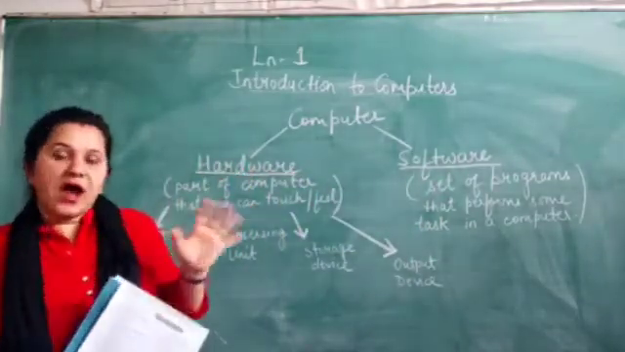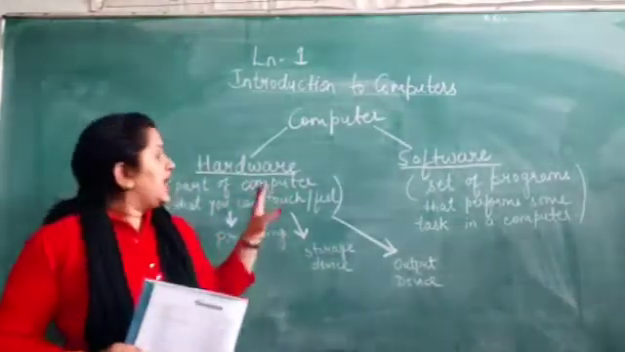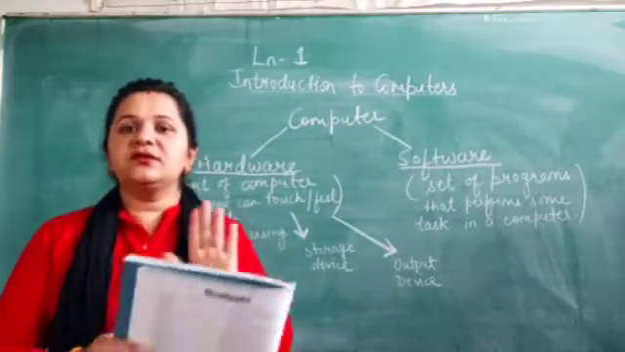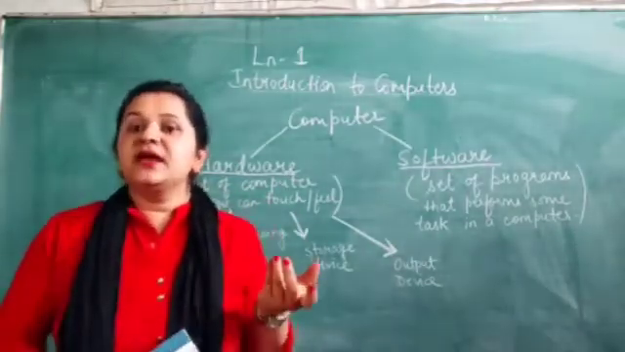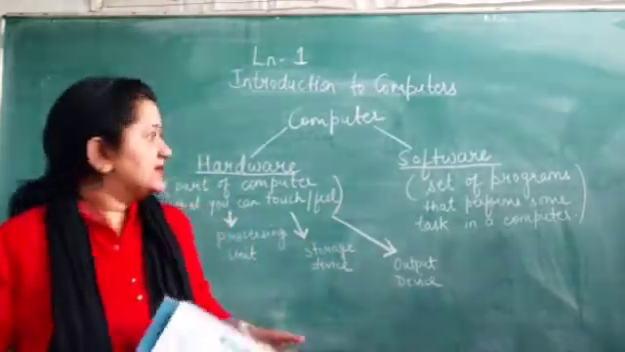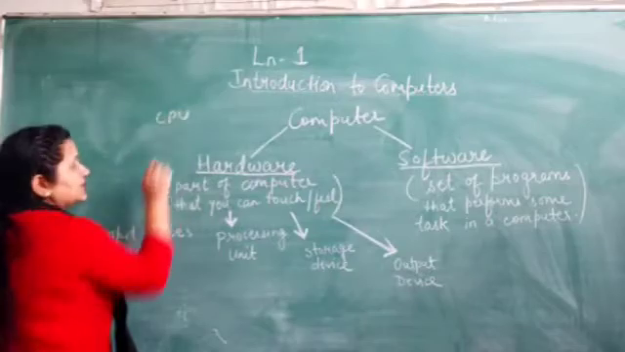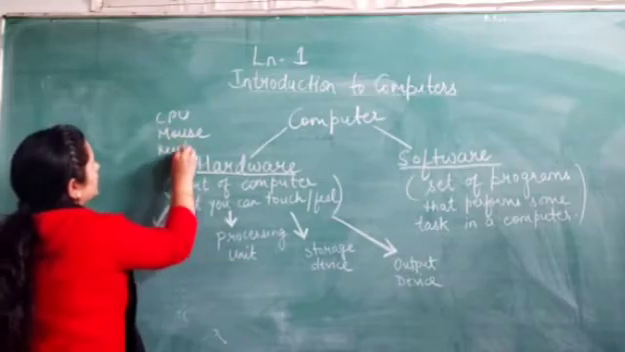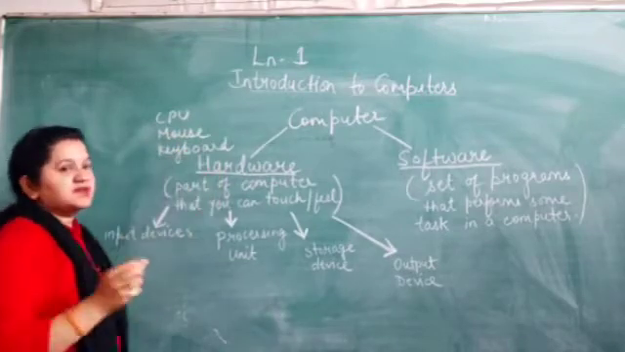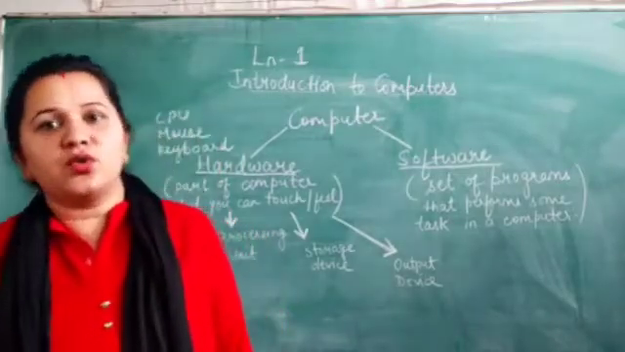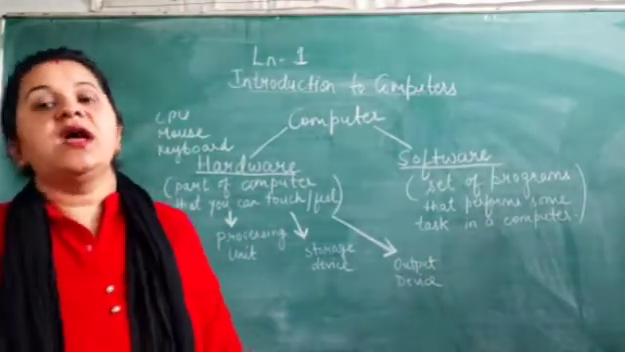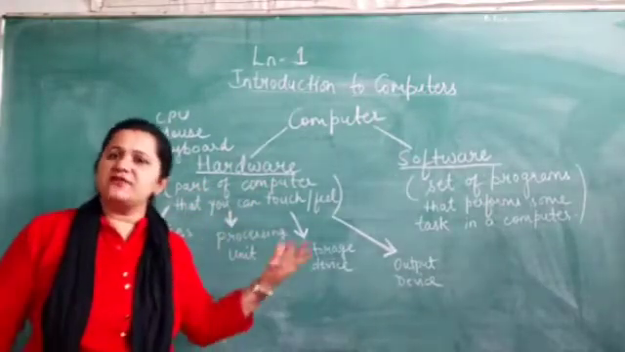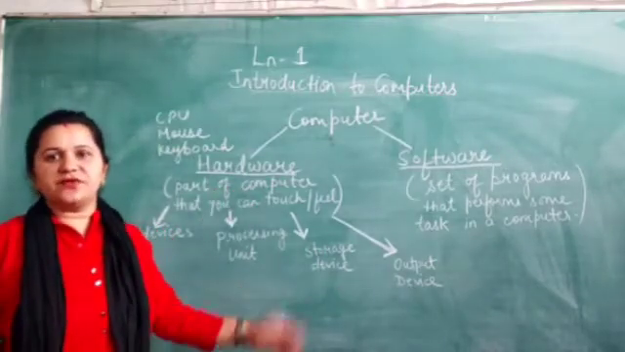So children, what is hardware? Hardwares are simply the parts of a computer which you can touch or feel. Like what parts can you touch or feel? You can touch the CPU, you can touch a mouse, you can touch a keyboard. These are all the parts which you can touch or feel. These are all hardwares. So what is hardware? The part of a computer that you can touch or feel. Isn't this a simple definition of hardware?